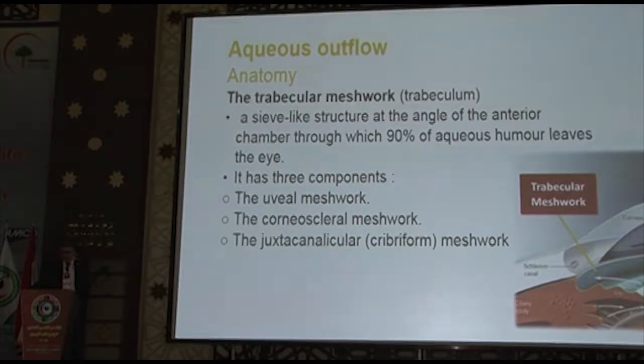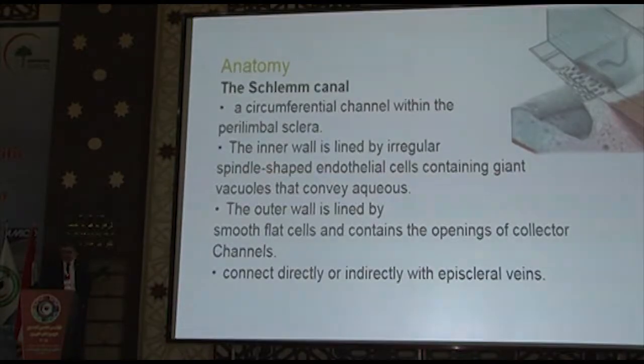A brief review of the anatomy and physiology of aqueous humor production and drainage. The trabecular meshwork, or trabeculum, is a sieve-like structure at the angle of the anterior chamber, which is the main drain of aqueous. It is composed of three components: the uveal, the corneoscleral, and the juxtacanalicular meshwork.